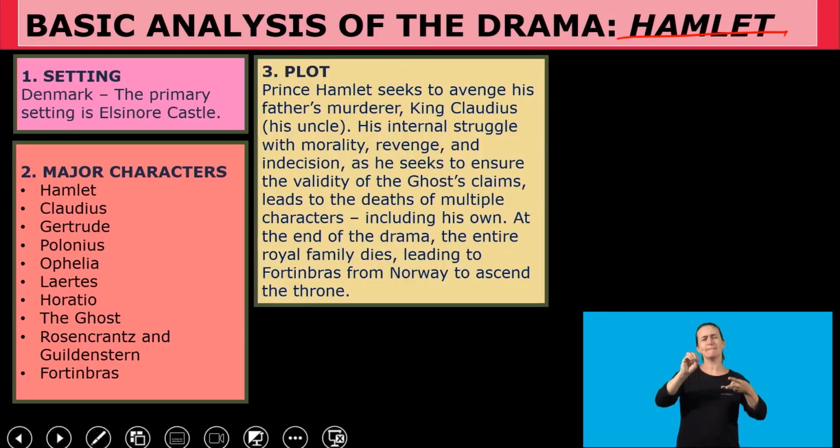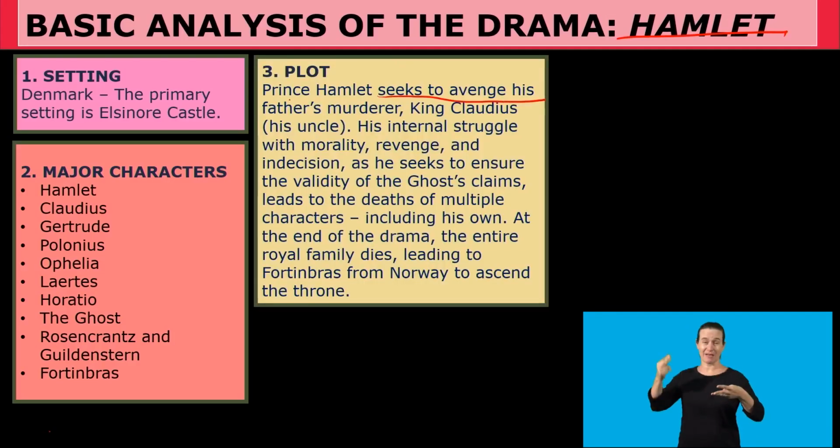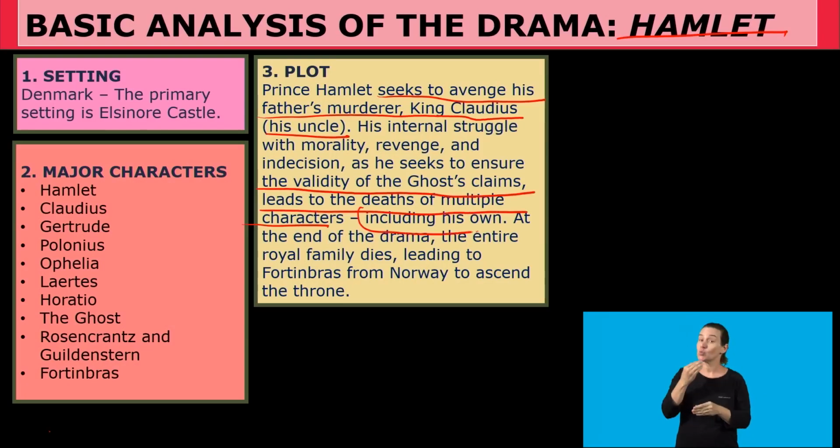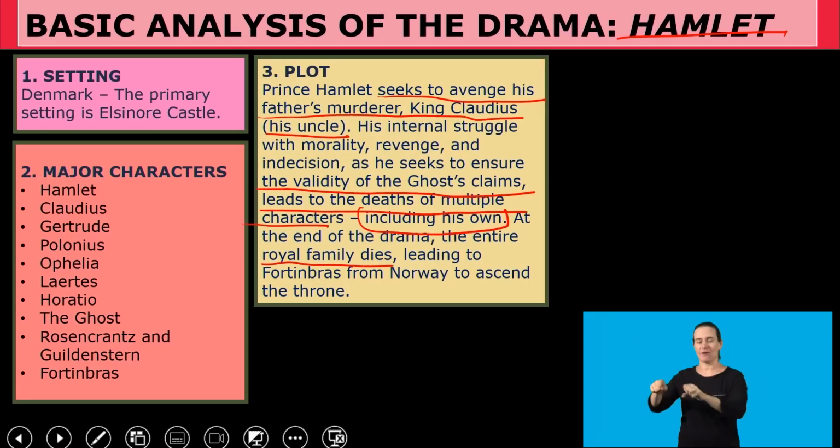The plot. Prince Hamlet seeks to avenge his father's murderer, King Claudius, which is his uncle. His internal struggle with morality, revenge, and indecision as he seeks to ensure the validity of the ghost's claims leads to the deaths of multiple characters, including his own. At the end of the drama, the entire royal family dies, leading to Fortinbras from Norway to ascend the throne.